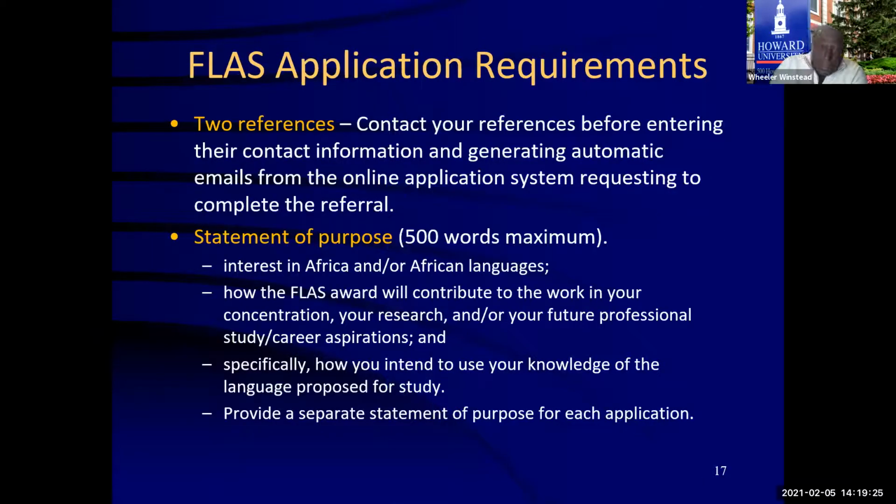So looking at the application requirements, you need to have 2 references. It's important that you contact these people before you complete your application so they can start to look for the email from us that says, please provide a reference for the student. You need to have 2 references. Once you complete your application, you will give their emails in that application process. They will receive an email generated automatically through us.